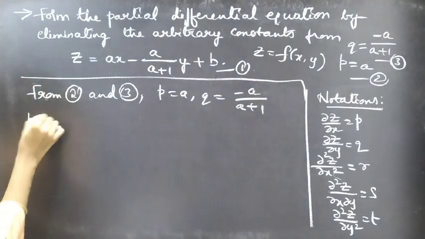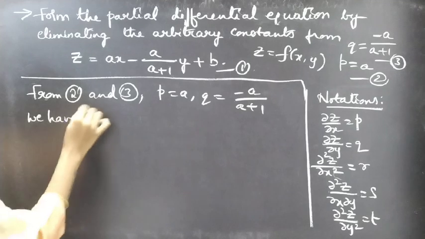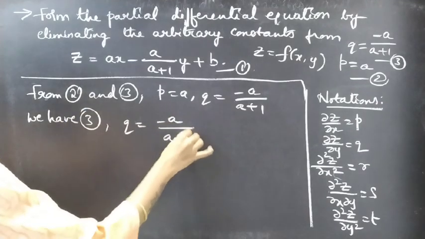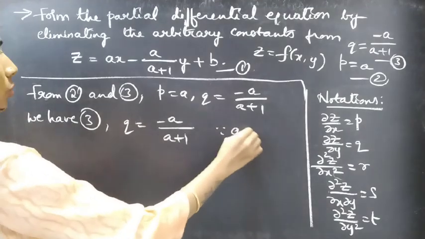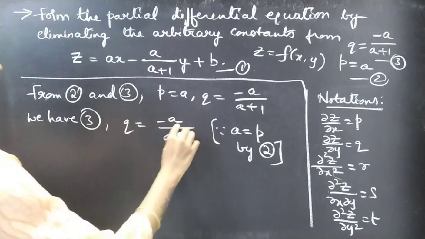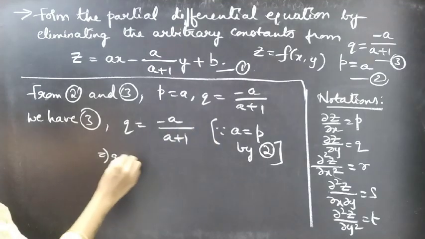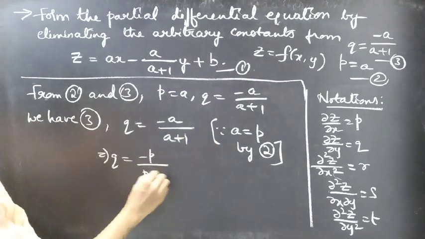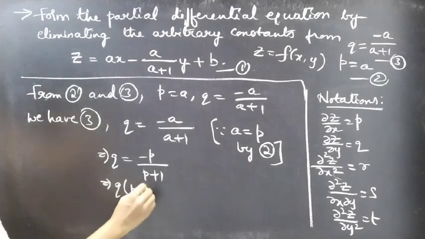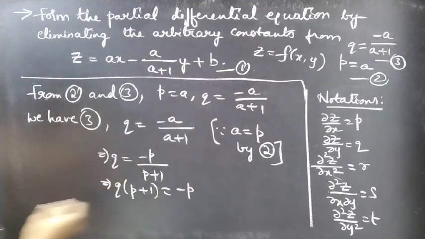Right, we have equation 3, that is q equal to minus a by a plus 1, right? Since a equal to p by equation 2, so let's replace this a by p, then you'll get q equal to minus p by p plus 1, right? Now take this p plus 1 to LHS, just bring this term to LHS, you'll get q times p plus 1 equal to minus p.